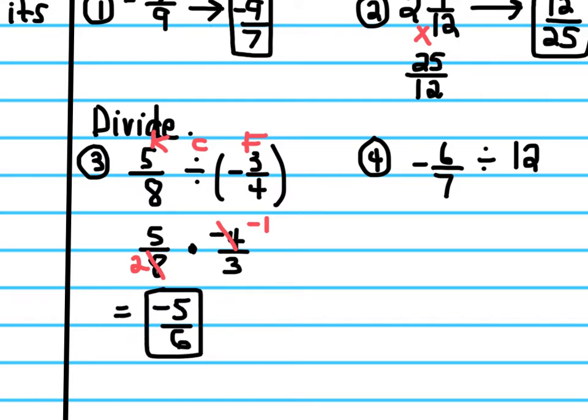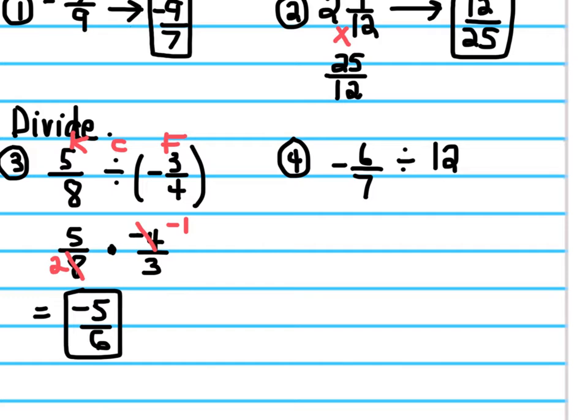Okay. Now let's take a look at number 4. On number 4, we have -6/7 divided by 12. So remember, the first step is to change any whole number or mixed number to improper.